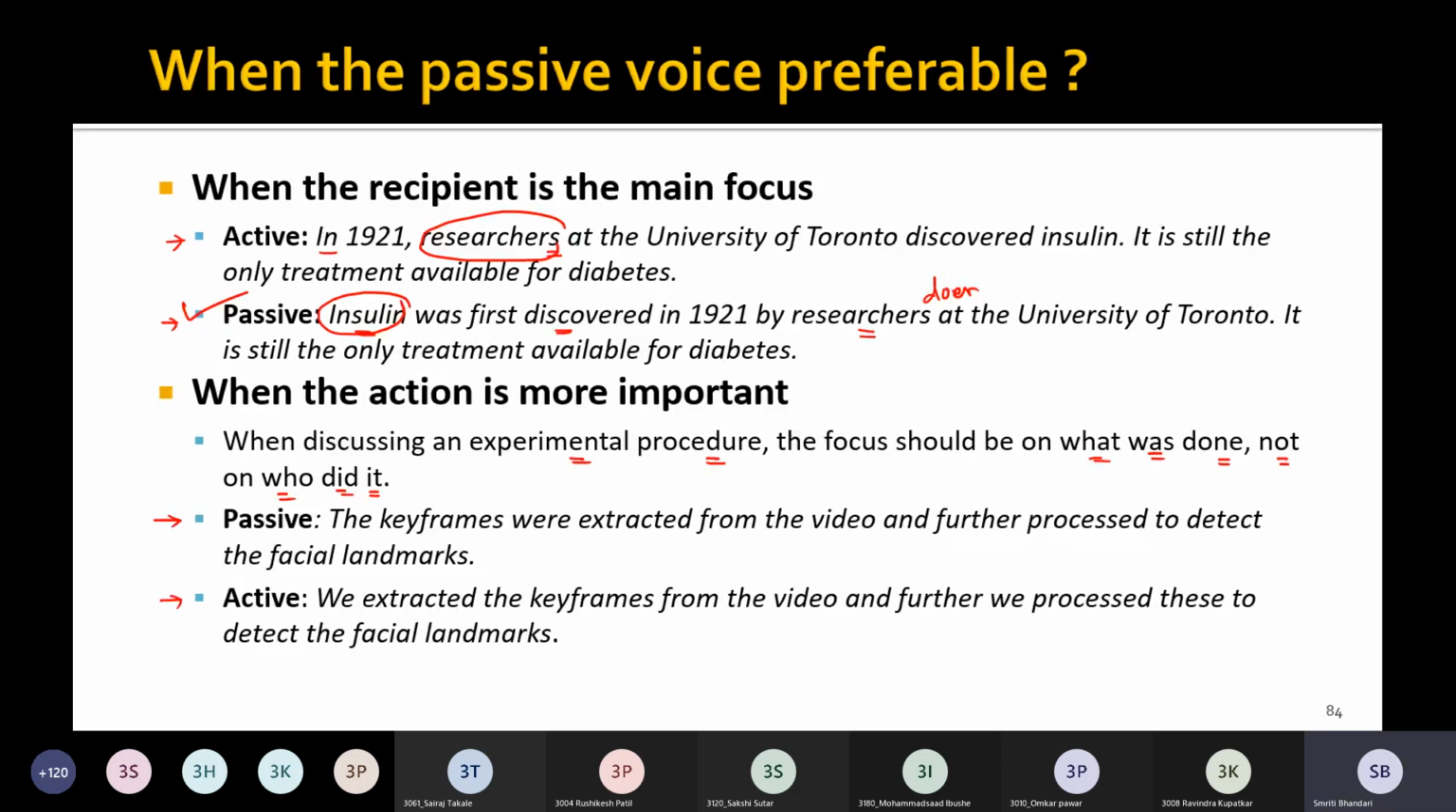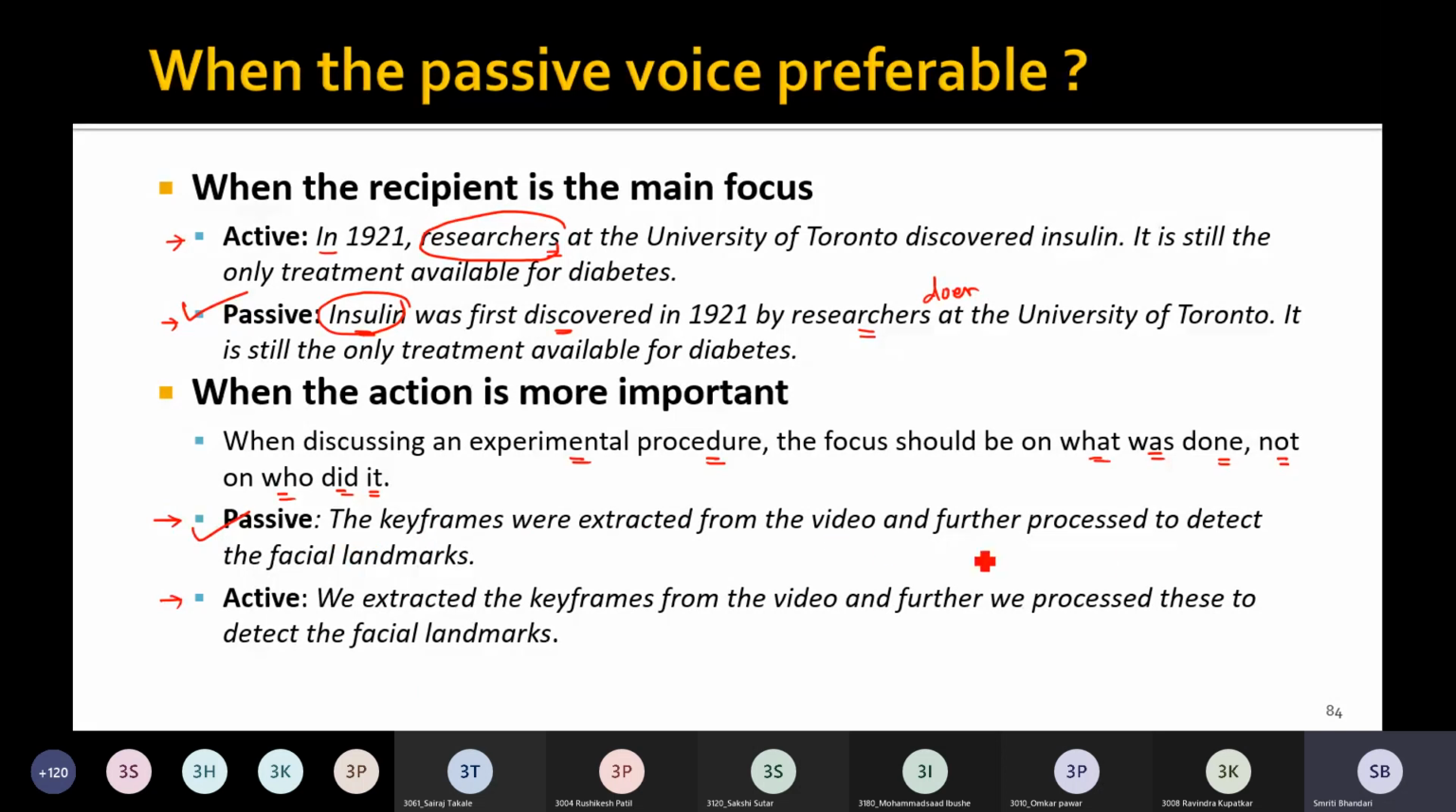It is known to the reader. Right? Then is it really important to emphasize who has done this? Not actually. Okay. What is the process that is followed is most important. What was done is important, and who has performed that is really not important. And that is why, while explaining some experimental procedure or the methodology, we always should prefer the passive voice.